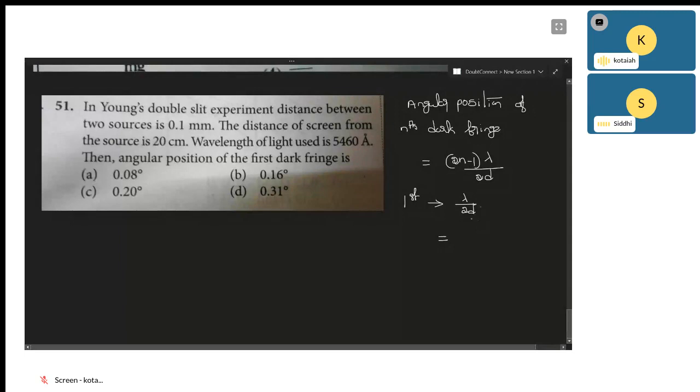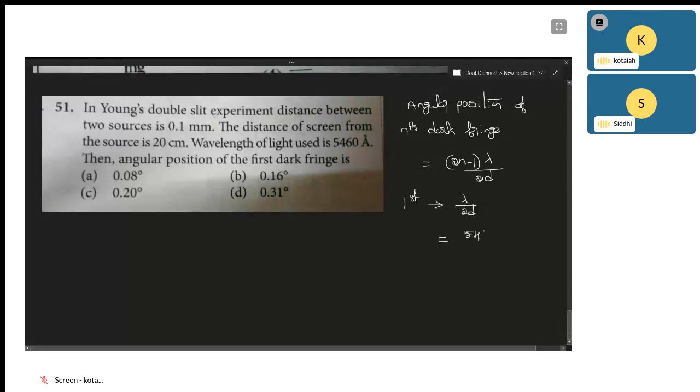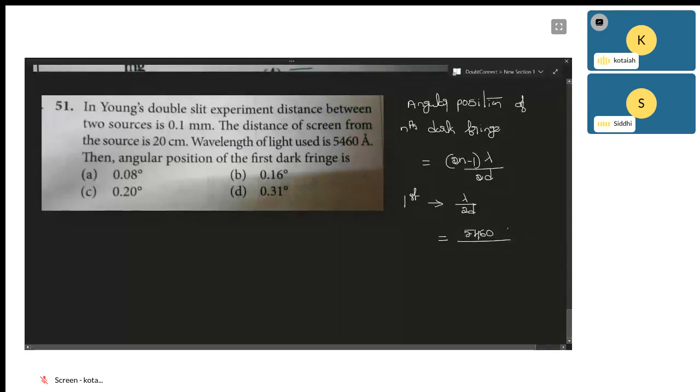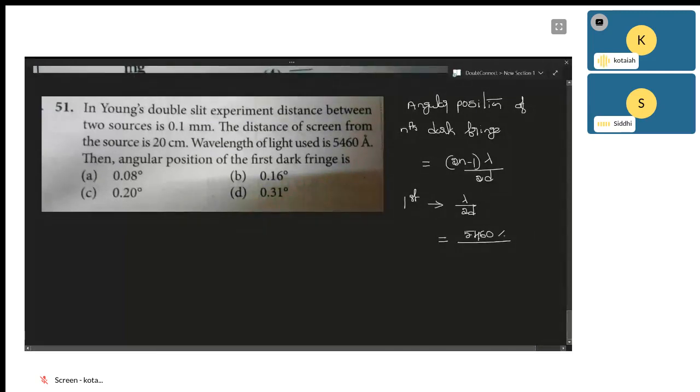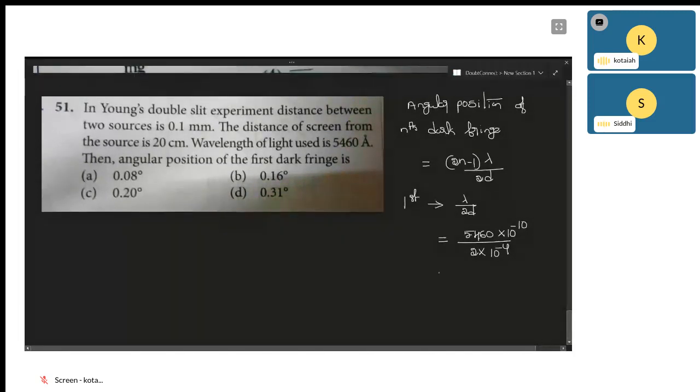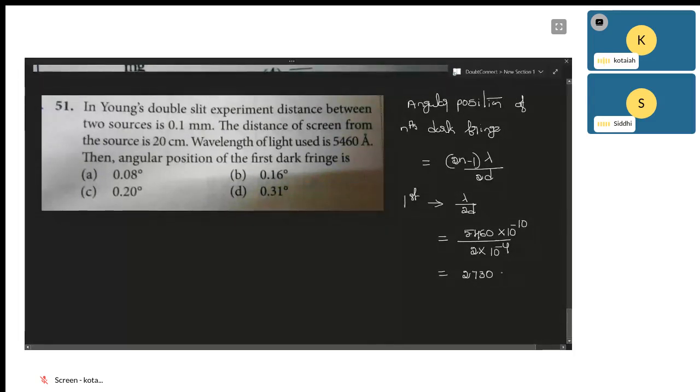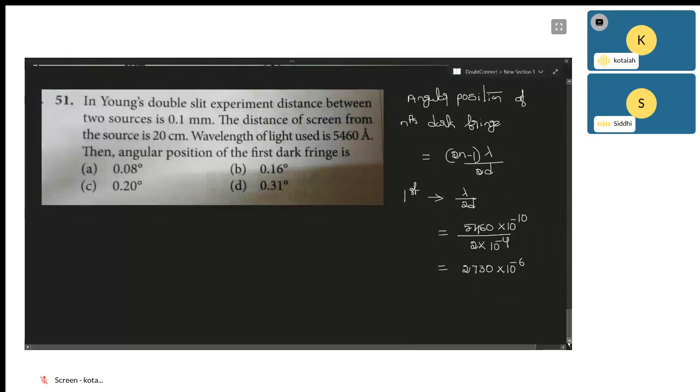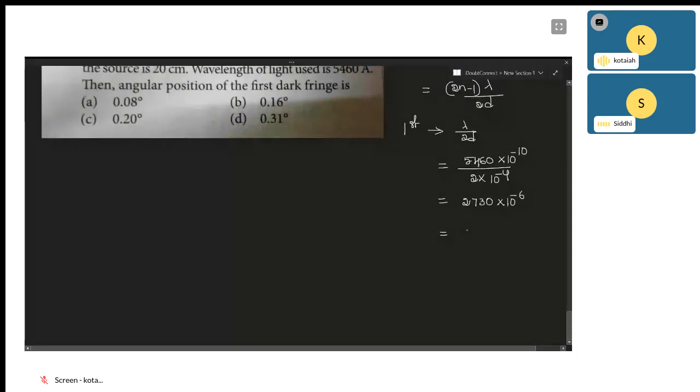What is the lambda value here? 5460 angstroms, convert into meters, 10 raised to minus 10. Divided by 2 into d, where d is 0.1 millimeter, which means 10 power minus 4 meters. So it comes to 0.273 into 10 power minus 2.